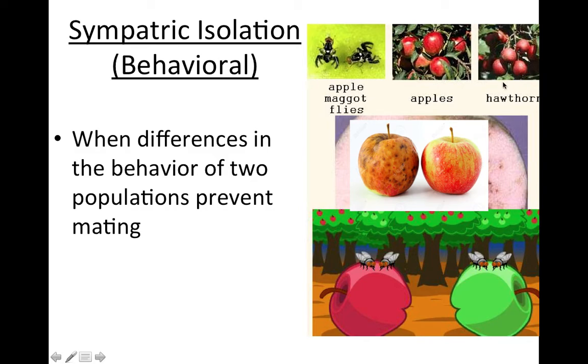So after many, many generations, those flies actually evolved into two totally different species of fly. And because fly lifespans are so short, we've actually been able to see this happen. So again, the flies that were living in the apple trees only mated with other flies that liked eating apples. The flies that liked eating hawthorns only mated with other flies that liked eating hawthorns, because those are the only flies that they ran into. Those are the only other flies that they interacted with. So that would be a great example of behavioral isolation, behavioral sympatric isolation.